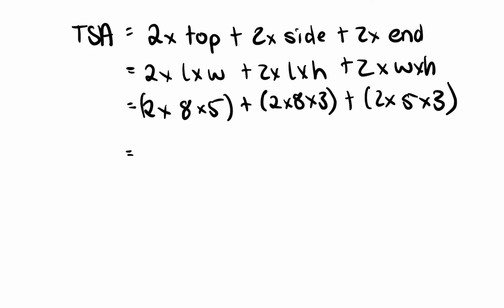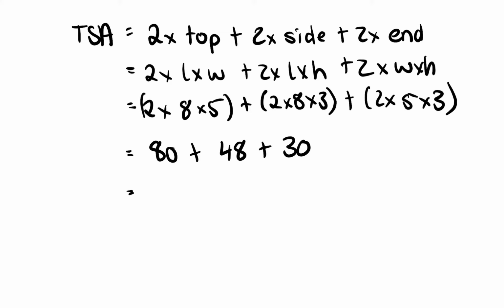So 8 times 5 is 40. 40 times 2 is 80. Plus, 8 times 3 is 24. 24 times 2 is 48. And then here 5 times 3 is 15. 15 times 2 is 30. So we then just add these together, and that will give us our total surface area.